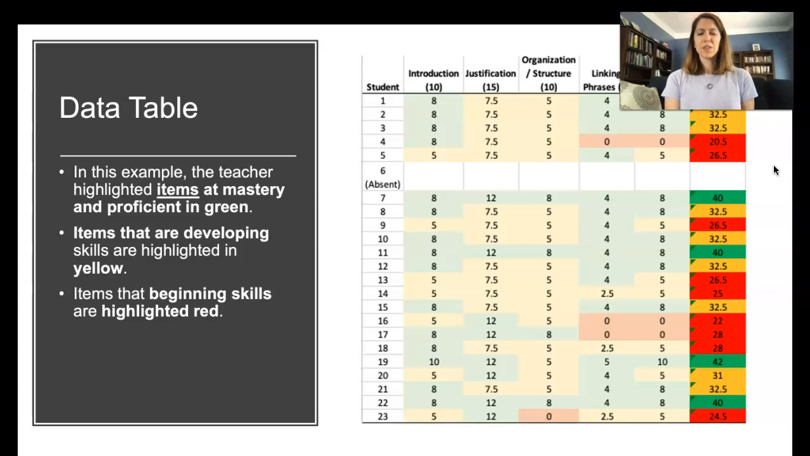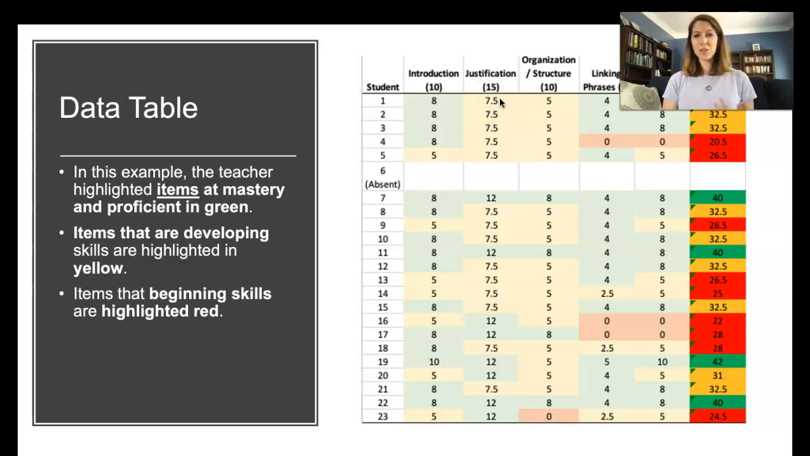red. So for example, if we look at student 1, this first row here, the student scored 8 out of 10 on the introduction. 8 out of 10 is 80%. So therefore the teacher highlighted this as green because the student demonstrates that he or she or they can write a proficient introduction. But if we look over at the next column, the justification, the student only received 7.5 points out of 15 points. So that's 50%.